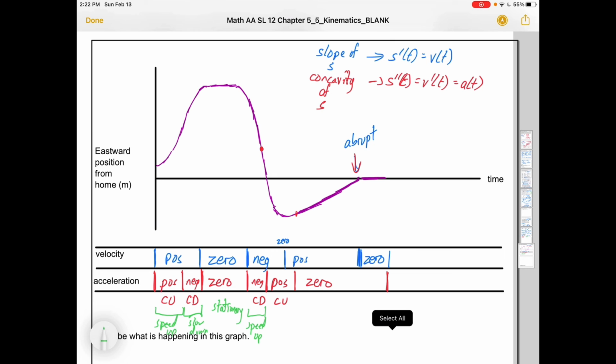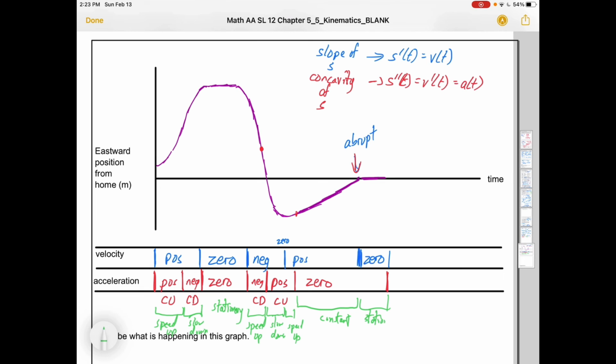And then we end up with this little bit where we slow down for a little while. Slow down. And then very briefly turn around and speed up. Speed up. And then this is going to be constant velocity, and the last little bit is going to be stationary.